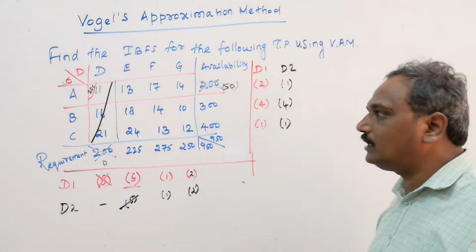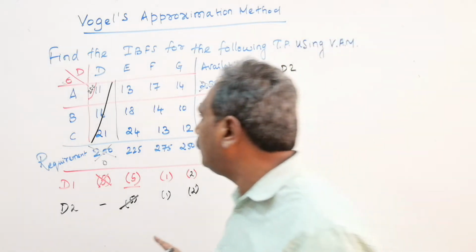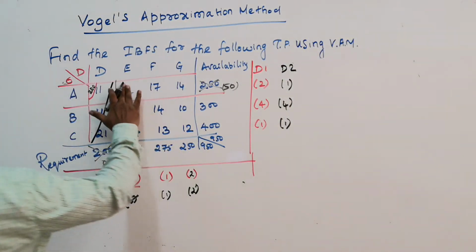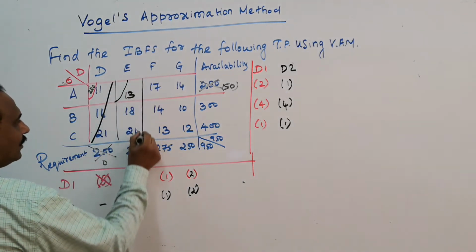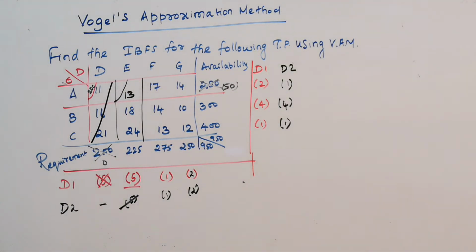I am going to check for the least value. What is the least value in this particular one? 13 is the least value. So I am going to allocate to the value of 13.